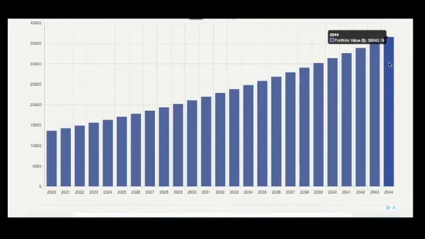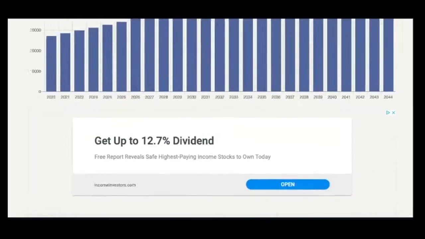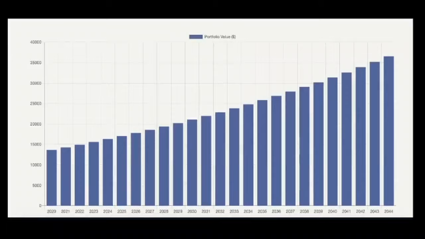Maybe it's spot on. I don't know. So it says by 2044, my portfolio value will be worth $36,540.19. But I wonder if that adds in reinvested dividends. I feel like it doesn't. I feel like if it reinvested dividends, it'd be quite a bit more, but I could be wrong.